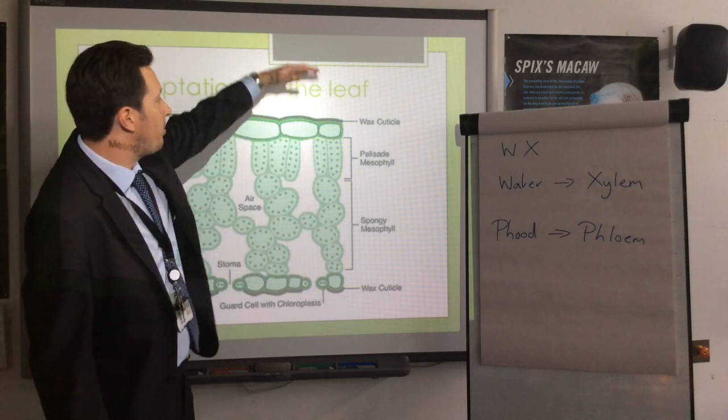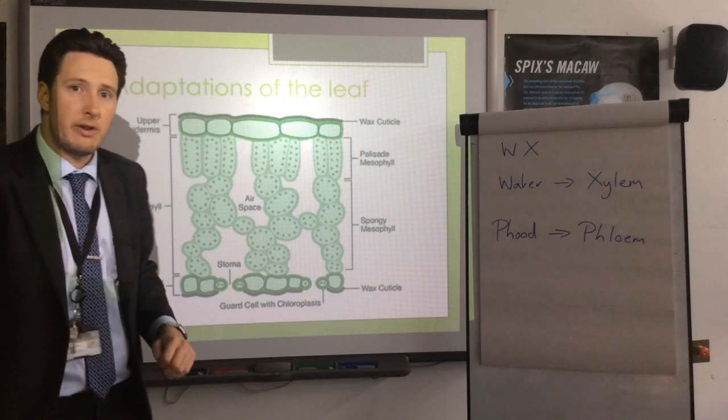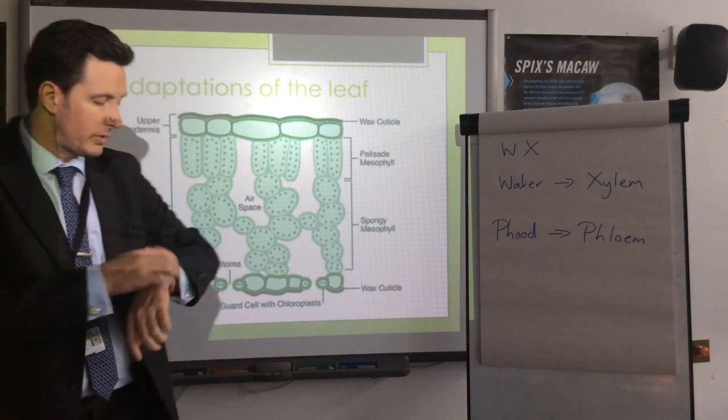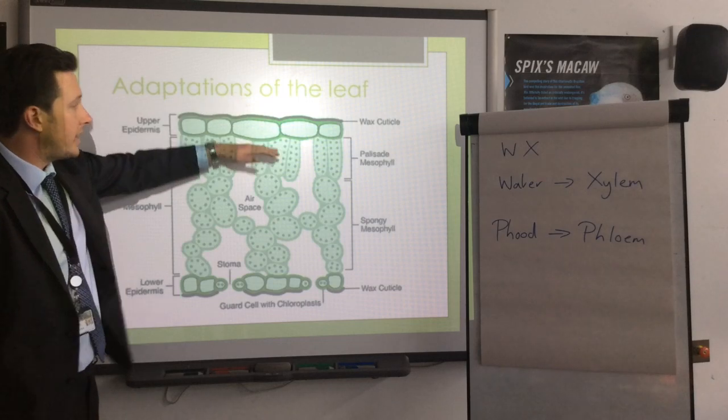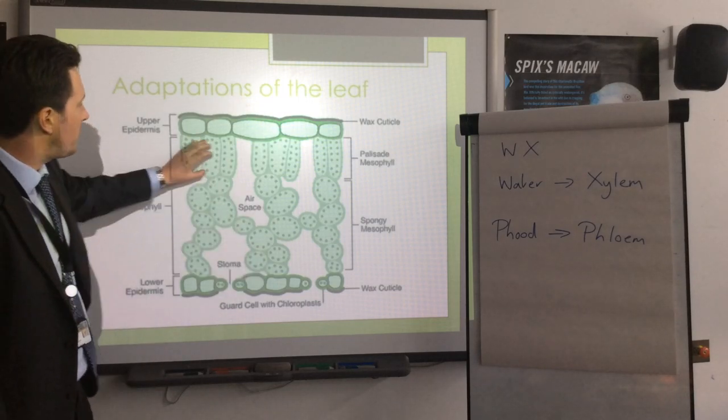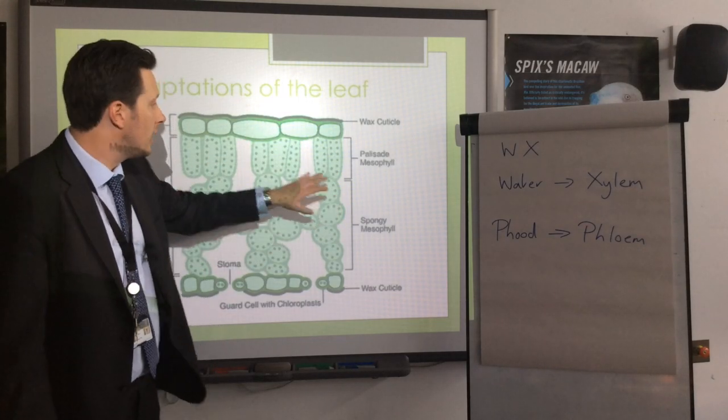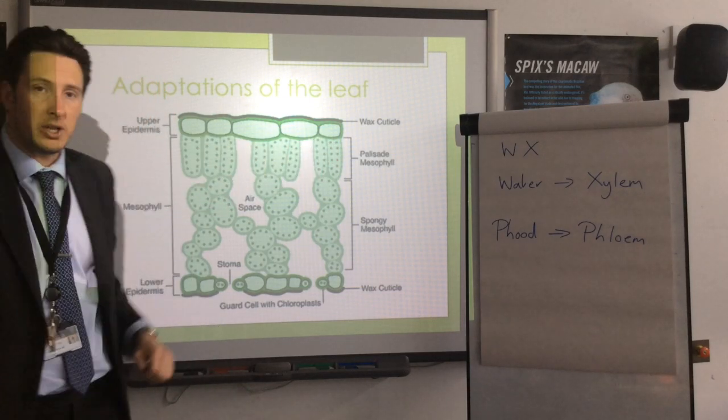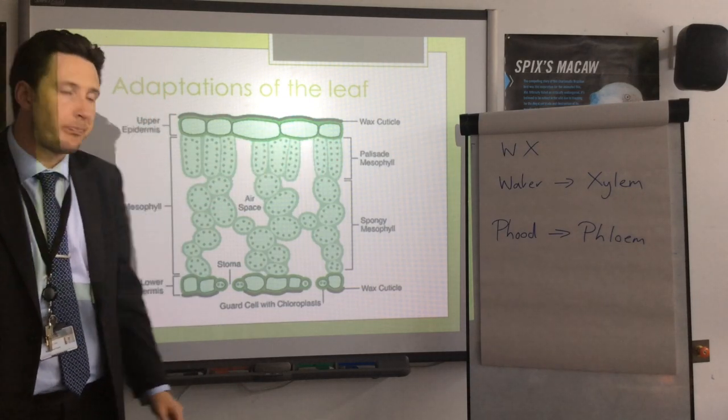And they're right at the top of the leaf, because the top of the leaf is the area that gets the most sunlight, okay? So because the most sunlight is coming into the top of the leaf, this is where you want the most chloroplasts to absorb that sunlight and carry out photosynthesis.